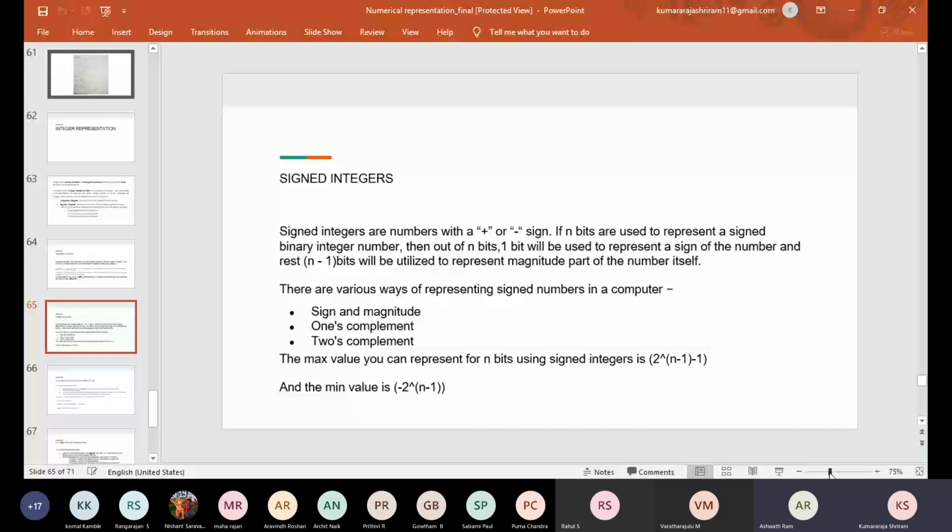This is the signed integer part. So as I have told before, this is mainly used to represent negative integers. So these are the three ways to represent it. And with n number of bits, if you have n number of bits, the maximum value that you can represent is given by 2 power n minus 1 minus 1, and the minimum value is minus 2 power n minus 1. So the proof for this will be discussed later. So the next slide, next slide.